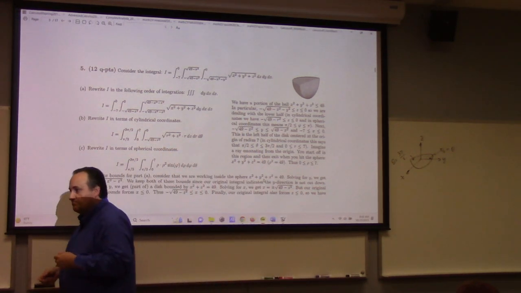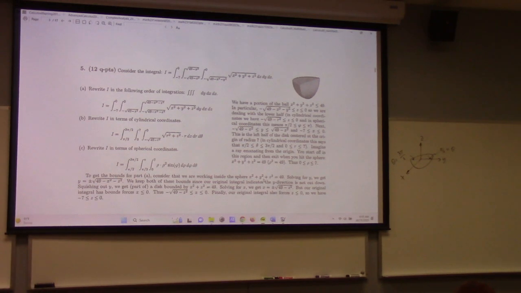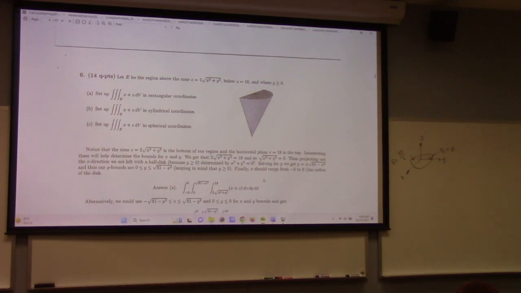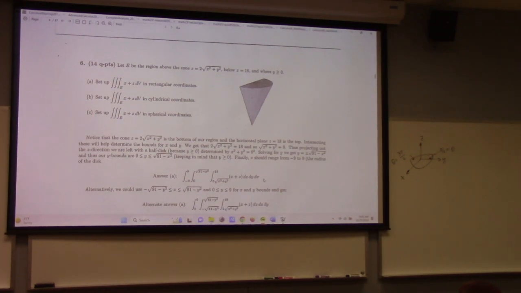Does that make sense? The bottom of the sphere has the equation z is equal to the square root of 49 minus r squared. So minus the square root, so that's why that's there. All right, let me go on here. Cones are nice. Cones are nice in spherical coordinates.